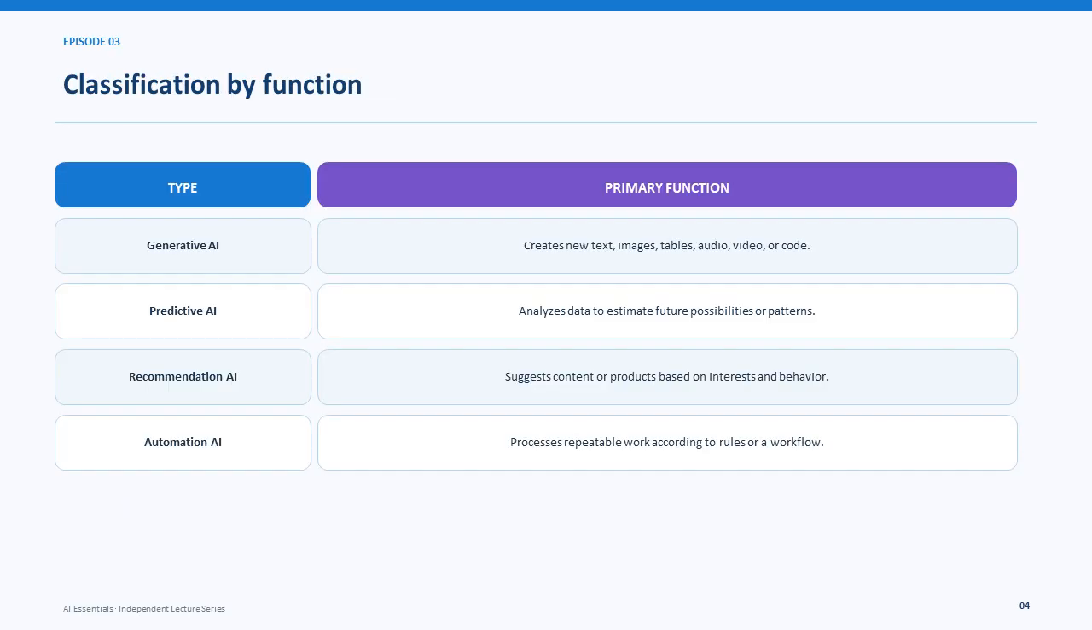The table classifies AI by its primary function. Generative AI creates new material such as text, images, tables, audio, video, or code. Predictive AI estimates future possibilities or patterns from available data. Recommendation AI suggests content or products based on interests and behavior. Automation AI processes repeatable work according to rules or a workflow. A single product may support more than one of these functions.